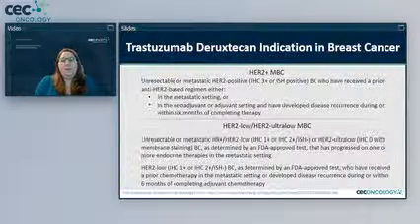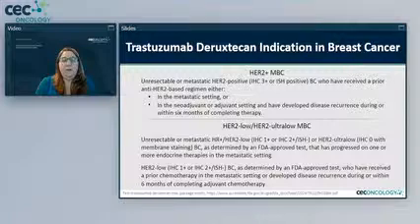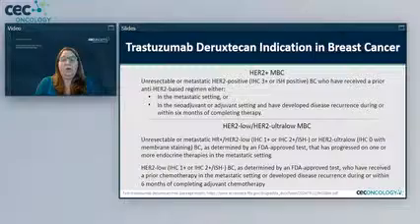So trastuzumab DXd indication for HER2 positive metastatic breast cancer. Patients that have unresectable or metastatic HER2 positive breast cancer who received a prior anti-HER2 based regimen, either in the metastatic setting or neoadjuvant or adjuvant setting, and have developed disease recurrence during or within 6 months of completing therapy. And then the HER2 low, HER2 ultra low metastatic breast cancer patients.